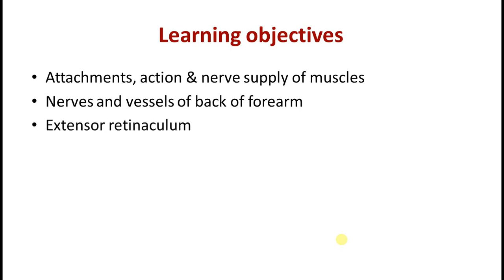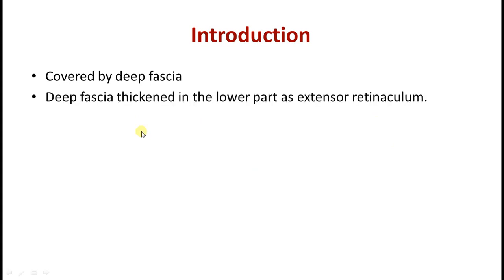Then we are going to discuss the extensor retinaculum and also the anatomy of the dorsum of hand, and finally some applied aspects. Now coming to the back of forearm, like any other region, it is covered by the deep fascia. Whenever there are muscles, all the muscles have to be covered by the deep fascia. This deep fascia is thickened in the lower part as the extensor retinaculum.